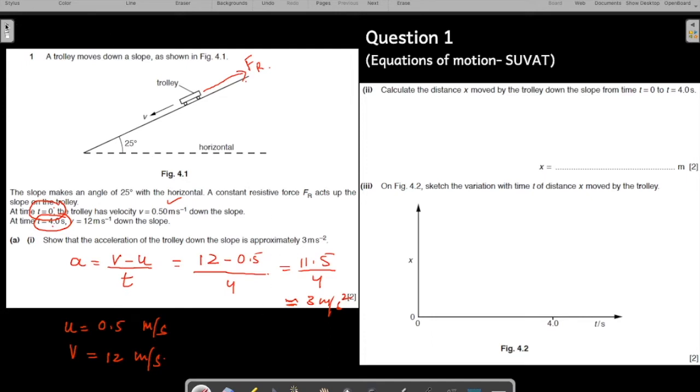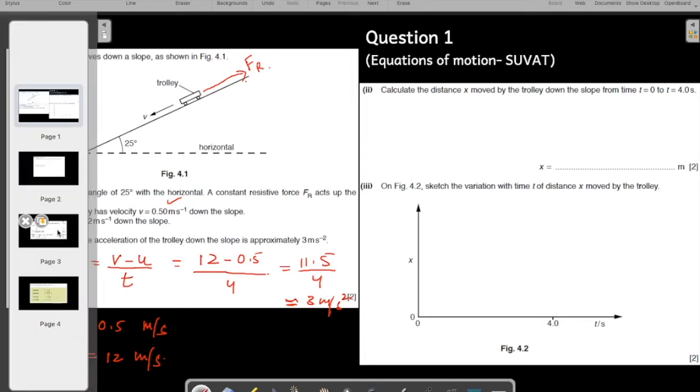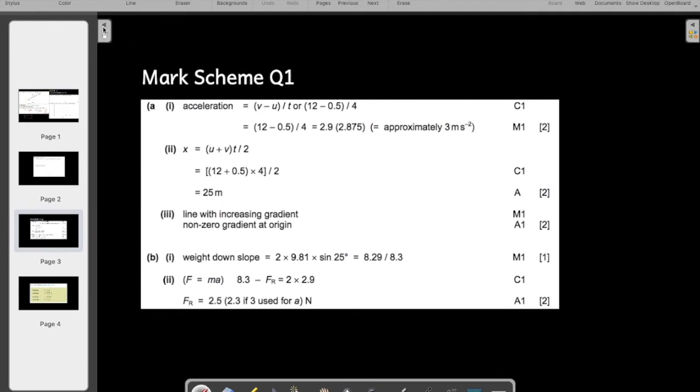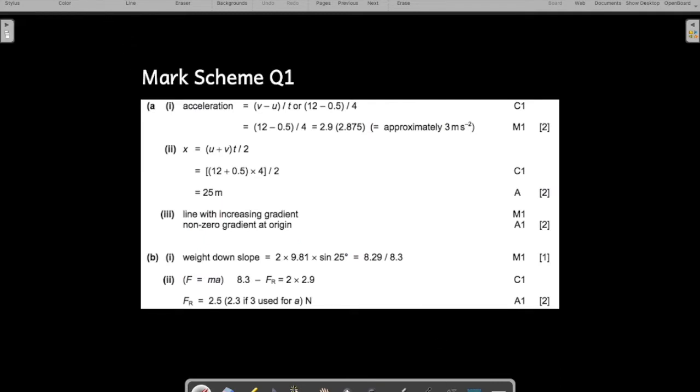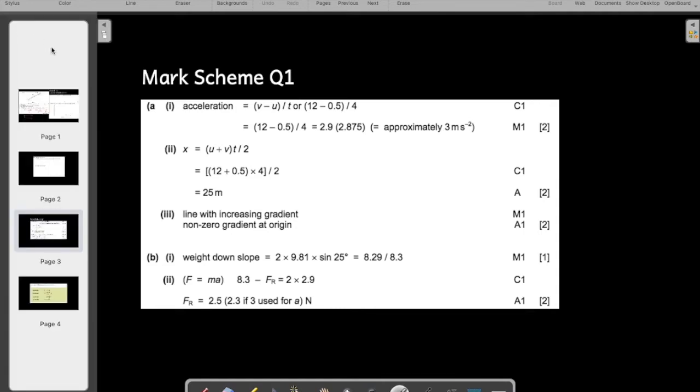Let us tally with the mark scheme as well. I believe in showing the mark scheme at every point of time so that you understand what Cambridge expects you to write in your answers. Again, see, Cambridge expects you to write the formula as we have done already. Cambridge expects you to identify the value of v and u correctly, input the values correctly in the formula, and if you see, it is 2.9 or approximately 3 meters per second square. Alright.